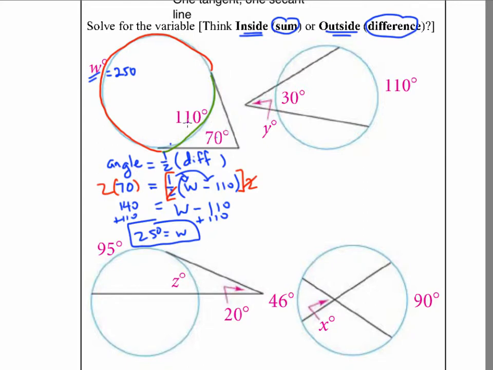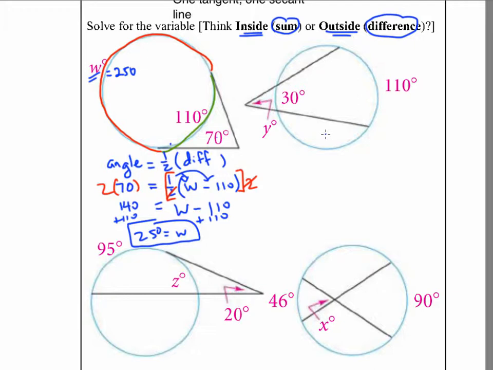You could have just said, all right, I know that W plus 110 equals 360. Subtract 110 from 360, you get 250. So you didn't have to do it. I just wanted to show you this way. If there's an easier way, like in this case, feel free to use it. But in this problem, you have to work with what we've been doing.